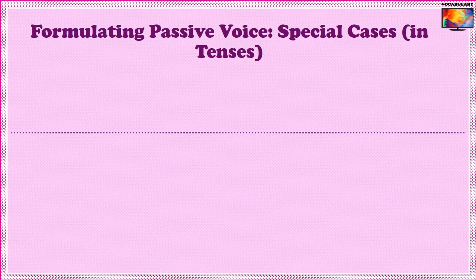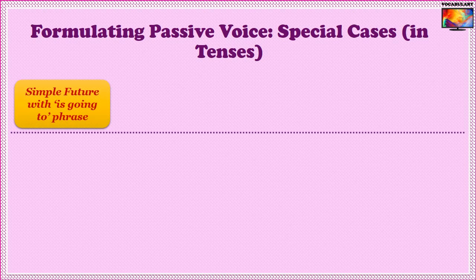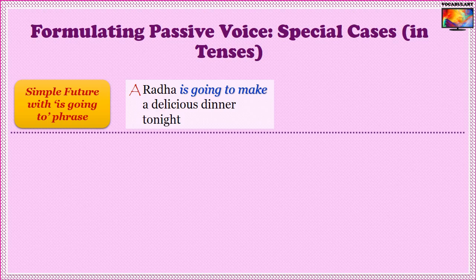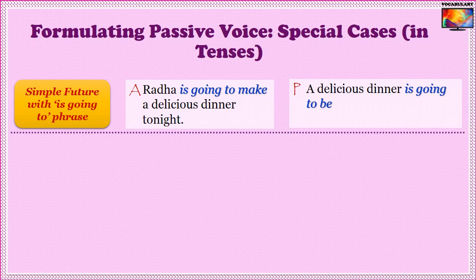Now some special constructions in tenses. Sometimes we use the phrase is going to convey future tense. Note the passive for the following example. Radha is going to make a delicious dinner tonight. It's the same as saying Radha will make or cook a delicious dinner tonight. The passive will be a delicious dinner is going to be made by Radha tonight.